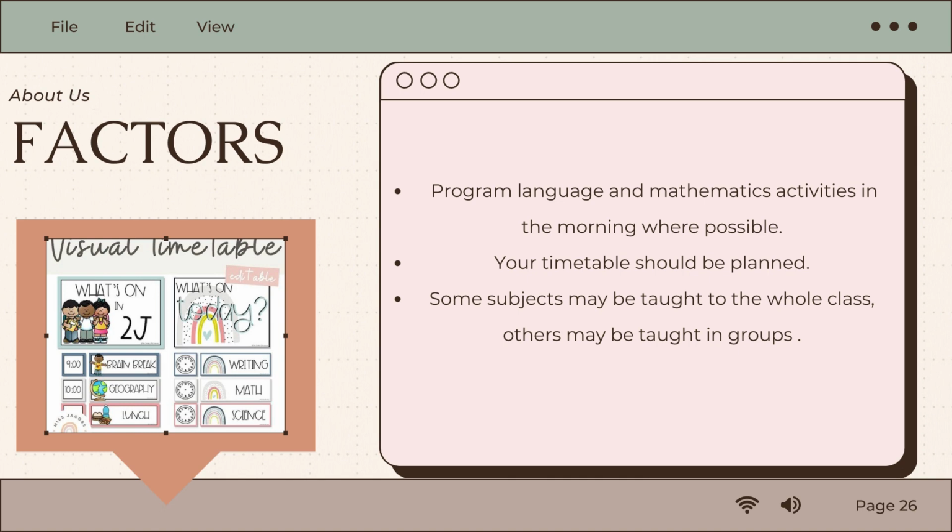So the third one is some subjects may be taught to the whole class. Others may be taught in groups. So as a teacher, our timetable should take account of this. Depende pud na kung whole class ba or group imong pagbuhat og timetable.